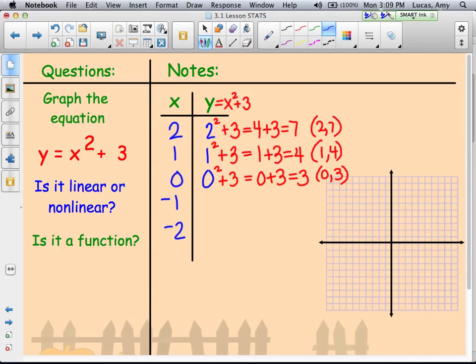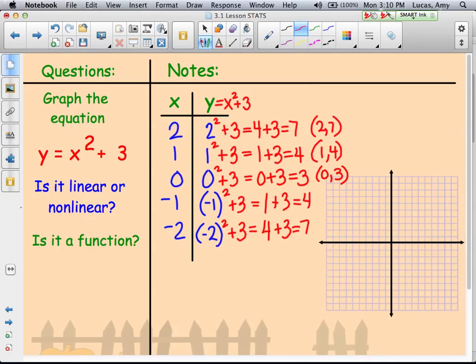Now we get to the tricky ones. If I substitute a negative 1 or a negative 2 and square them, I want you to think about what happens when you square a negative number. Negative 1 times negative 1 is positive 1. Negative 1 squared is positive 1. Negative 2 times negative 2 is positive 4. A negative times a negative is a positive. So then both of these, you add on your 3, and you get 4 and 7.